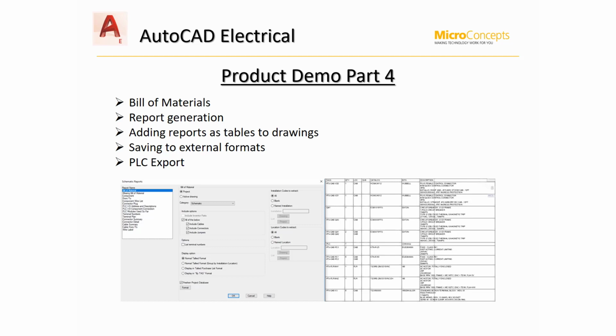We can also search for components directly from the bill of materials, and then how we can save it to external formats such as an Excel spreadsheet. We're also going to be having a look at the PLC export and how we can pull through our PLC I/O numbers and add that to a spreadsheet as well.